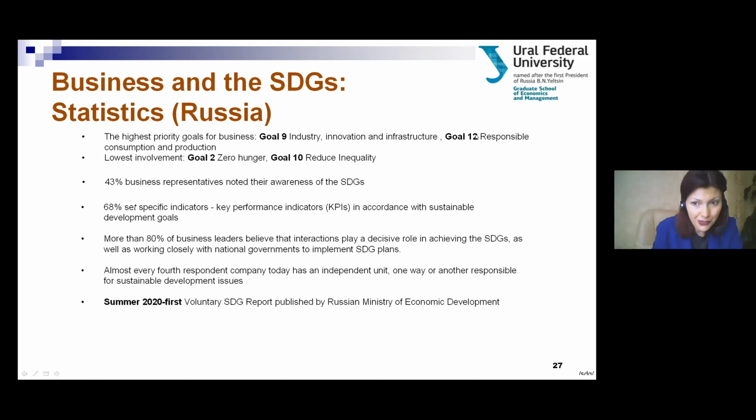So that's interesting. We are going against the trend in Russia. A lot of companies in Russia take goal 12, responsible consumption and production, as the priority goal. And what is important, 43% of business representatives noted their awareness of the SDG. So they know what it is. Maybe it's not a big number, but considering that we are quite a big country, it's quite all right. But a better indicator is that almost 70% set specific indicators. They are not just talking about achieving SDGs, but they choose targets and indicators inside each of the SDGs.